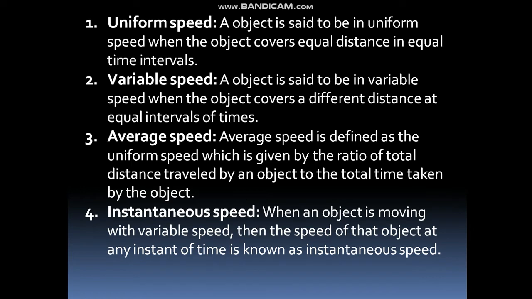Now, we come to a word, instantaneous. Instantaneous means at that particular moment. Now, when an object is moving with variable speed, then you know the speed keeps changing. So, when we want to know the speed at a particular time, that is, at a particular instant, that becomes your instantaneous speed.